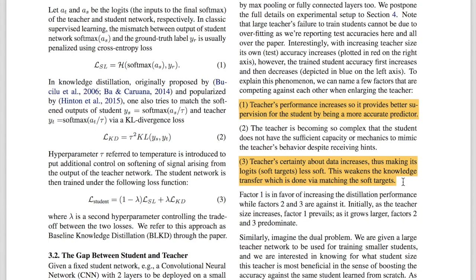The second is that the teacher is becoming so complex that the student doesn't have the sufficient capacity or mechanics to mimic the teacher's behavior despite receiving hints. So the idea is that even though the teacher produces this distribution, a 2-layer convolutional network, say, just can't possibly replicate the performance of a 10-layer network.